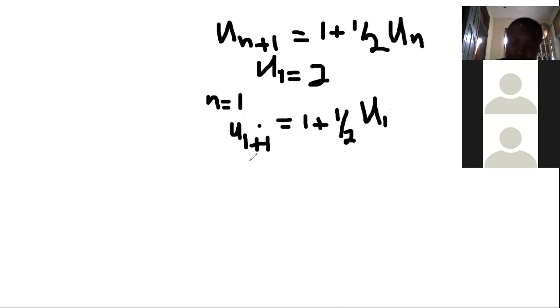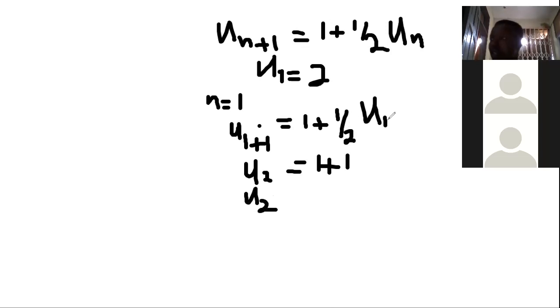And so this will give you U2. U subscript 1 plus 1 is U2, which is equal to 1 plus half of U1. Half of U1 is 1. So you can also say that U2 is 1 plus half of U1, and U1 is 2 here. So when I put half times 2, what am I getting? That's 1. So I'm going to get U2 to be 2.